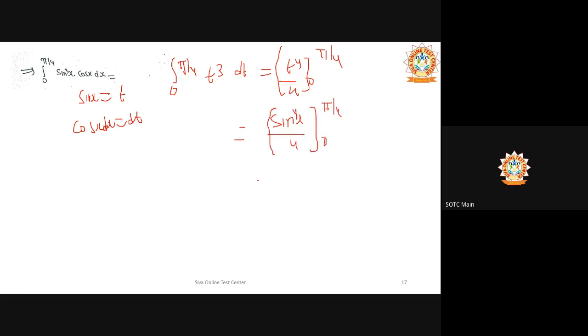Right? So if you apply the upper limit, that is pi by 4. Sin pi by 4 is what? 1 by root 2. 1 by root 2 whole power 4 divided by 4. So 1 by root 2 whole power 4 will become 1 by 4, divided by 4, that is equal to 1 by 16 is your answer. 1 by 16. Yes. Now try to see the next question.